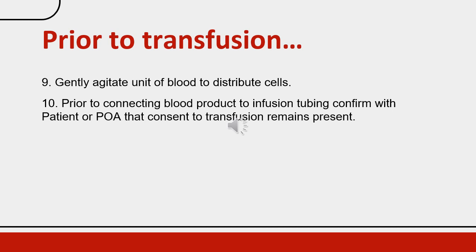It is important to make sure that we gently agitate the unit of blood to distribute the blood cells, and prior to connecting the blood to the infusion tubing, we perform the proper consents with the patient and their DPOA. It is recommended that before checking the unit of blood out from the blood bank, you again confirm with the patient and with the patient's family and DPOA, if that's necessary, that you want the transfusion to occur.